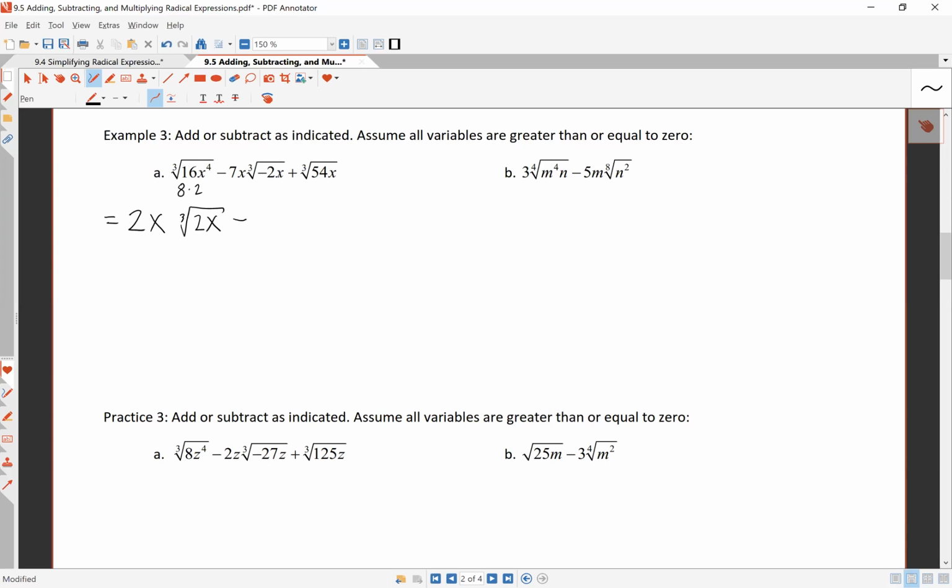Cube root of negative 2x. Negative 2 is negative 1 times 2, and the cube root of negative 1 is negative 1. And we'll be left with cube root of 2x. Plus cube root of 54. 54 is 27 times 2. And the cube root of 27 is 3, giving us 3 cube root of 2x.